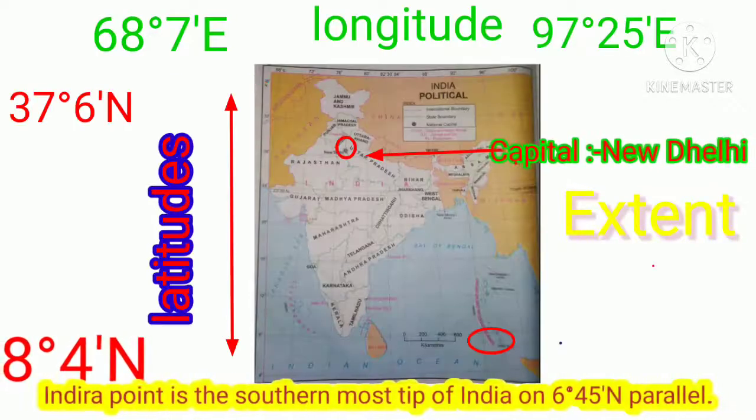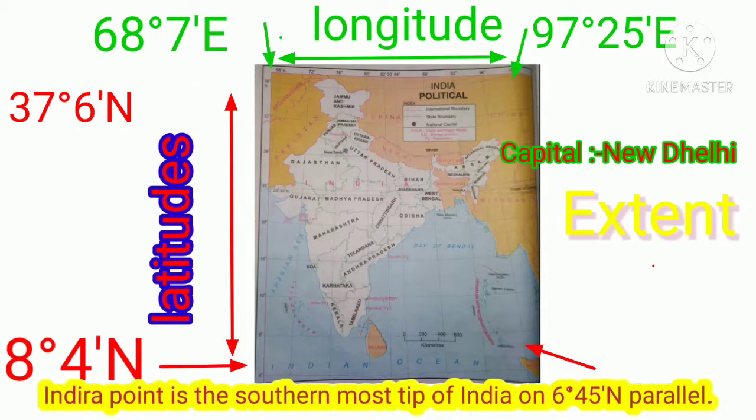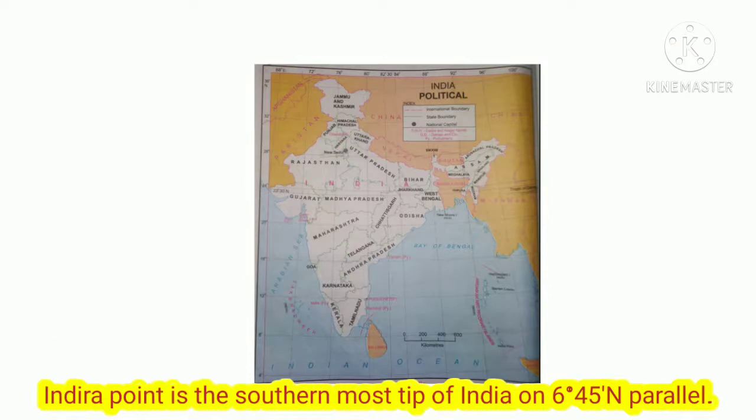Look at the diagram. India's latitudinal extent is 8 degree 4 minute north to 37 degree 6 minute north, and longitudinal extent is 68 degree 7 minutes east to 97 degree 25 minutes east. Capital of India is New Delhi, and the southernmost tip, Indira Point, is located at 6 degree 45 minutes.